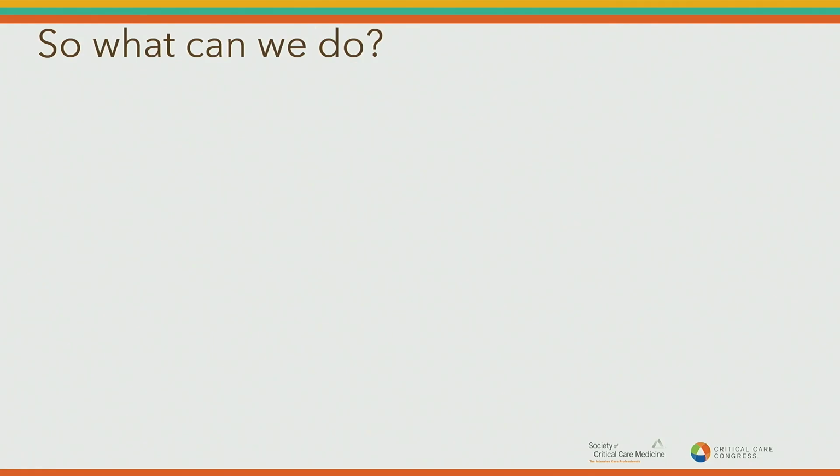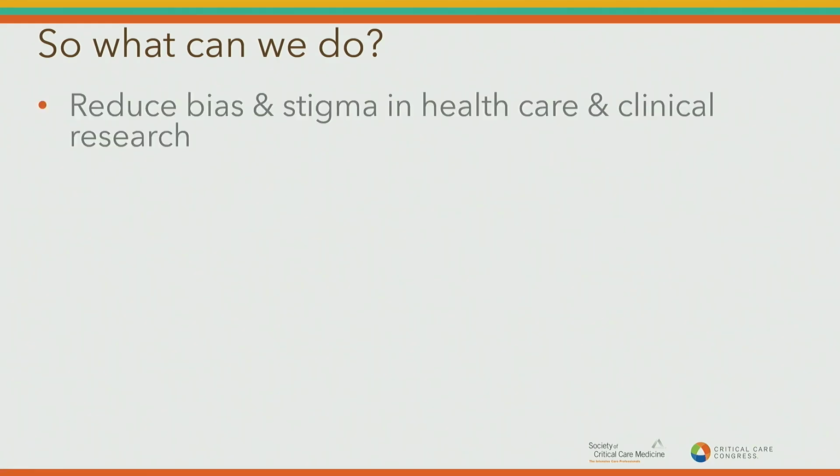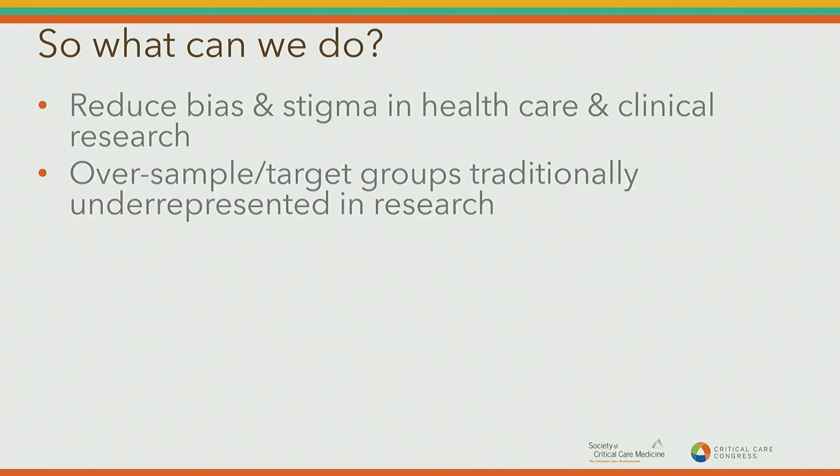So what can we do? This is where I'm going to get really practical, and this may be very obvious, but I work with a lot of clinicians and a lot of community-based trialists where we have this conversation repeatedly, so I'm going to use this opportunity to share this. You can just click through, because these are meant for me to click. So we need to reduce bias and stigma in healthcare and clinical research.